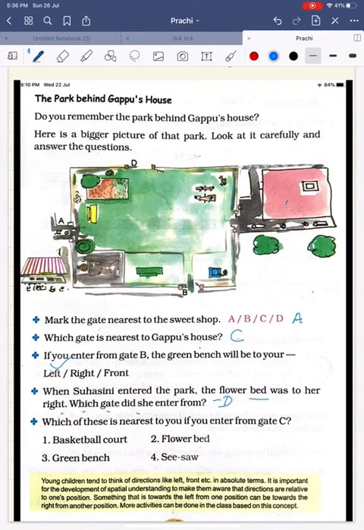Next question. Which of these is nearest to you? If you enter from gate C, where is gate C? Yes, this is gate C. So which is nearest? The basketball court, flower bed, green bench or seesaw? So seesaw is the nearest one, so we tick seesaw.